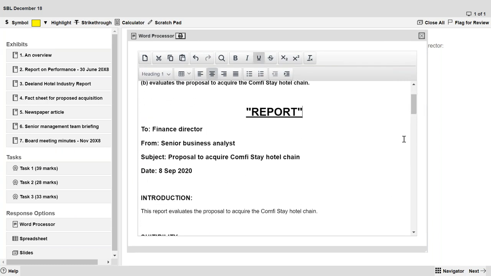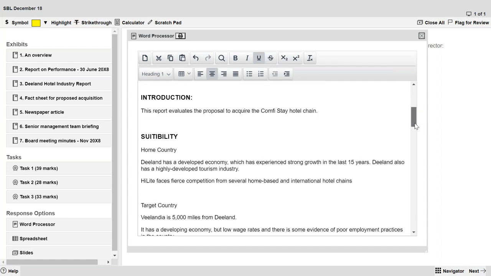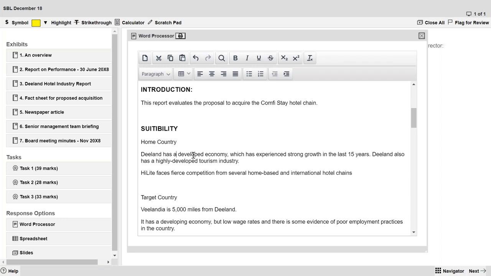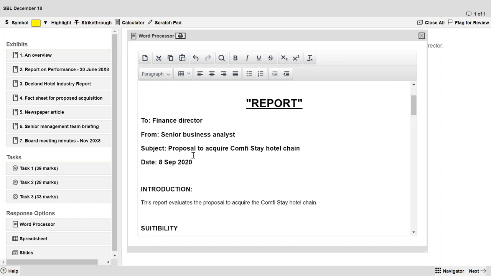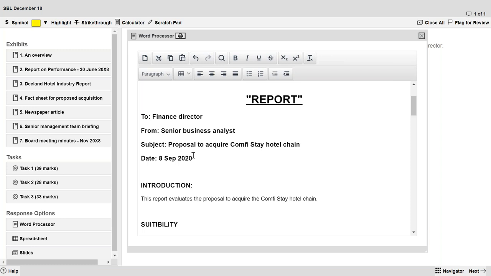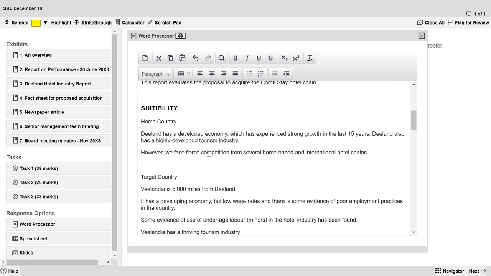So report to the finance director, introduction, suitability. We've got some information about suitability like home country. We will say D-Land has a developed economy which has experienced strong growth in the last 15 years. D-Land also has a highly developed tourism industry. And then I will say, however. However means that now you're going to cover a negative thing. However, instead of highlight, we will say we face. Why do I say we face? Because my role is I'm an employee of the company, so I will not talk like a third person. From several home-based and international hotels.